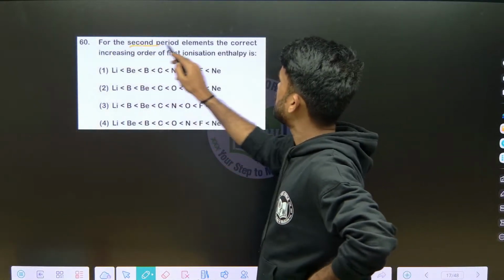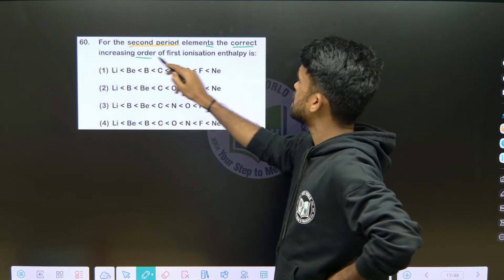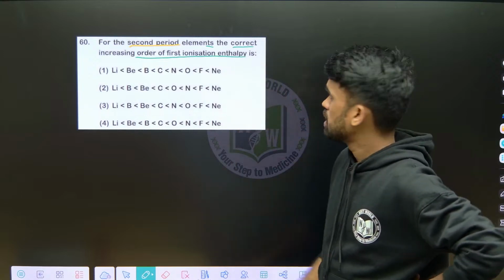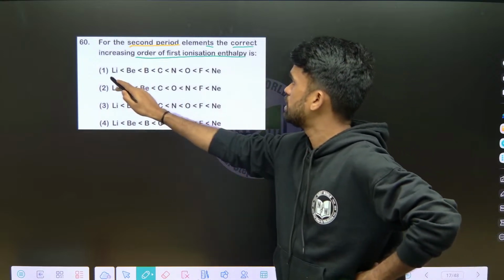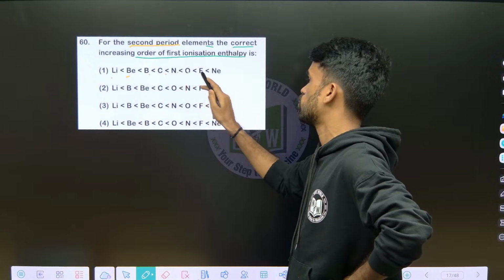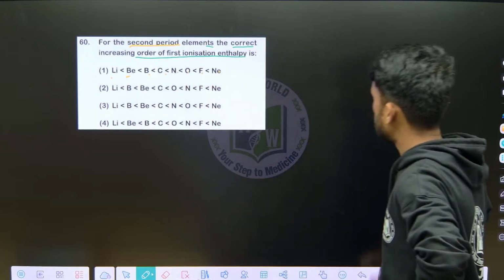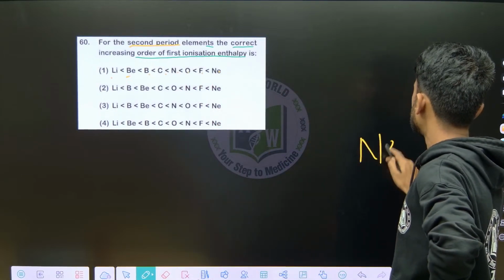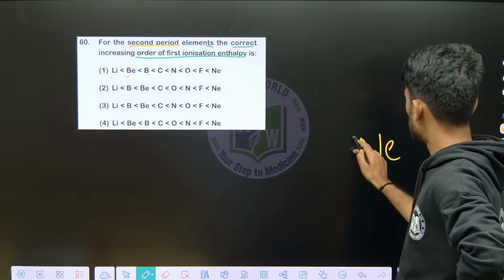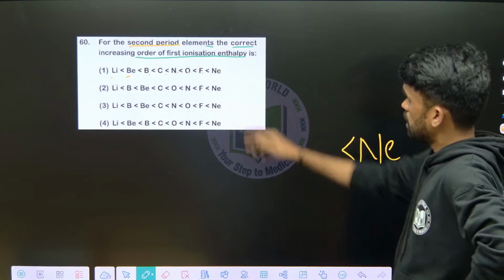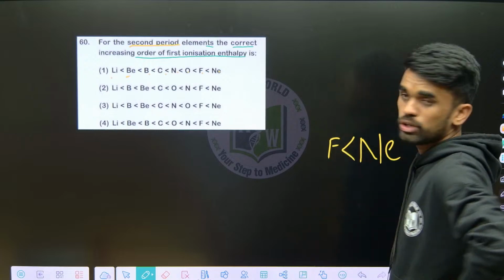For the second period elements, what is the correct increasing order of ionization enthalpy? What are the second period elements? We have lithium, beryllium, boron, carbon, nitrogen, oxygen, fluorine, neon, right? So always remember, ionization energy is highest for noble gases, then fluorine, I mean the most electronegative atom.